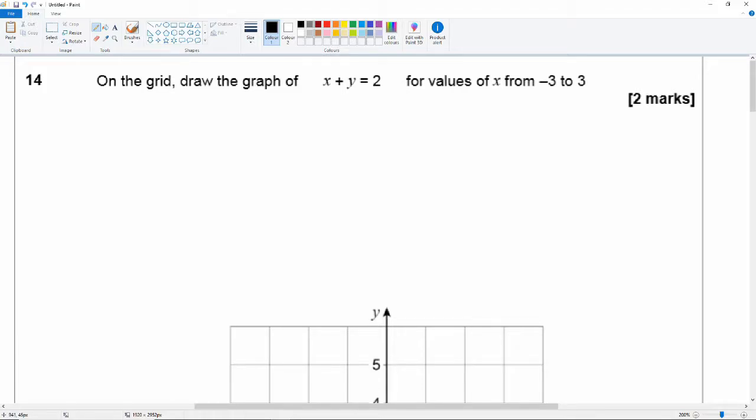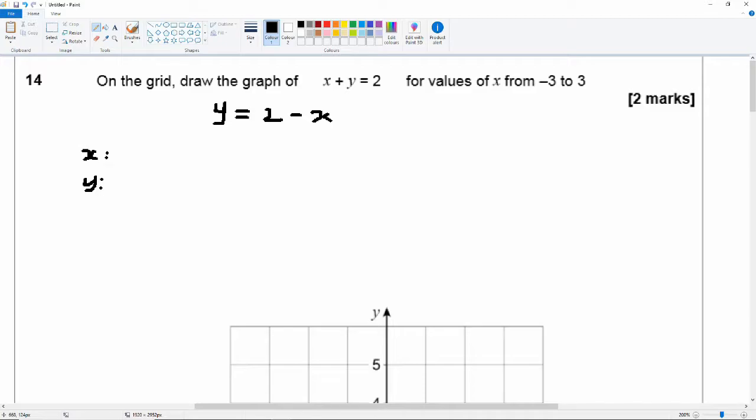Okay, well this would be a lot easier if we just had y on its own, and we could just see what y is and plug the x into the calculation. So let's rearrange this. If I subtract x from both sides of the equation, I get y is equal to 2 minus x. It's just that simple. Now I can plug in our values for x and I can get my values for y.